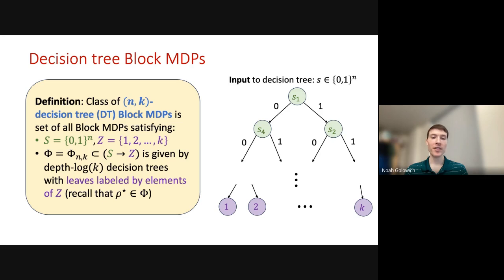So let me remind you of what this means. The input to the decision tree is some observed state S. Now, the decision tree at each node looks at one coordinate of S. And then, depending on whether S at that coordinate is 0 or 1, it takes either the left or the right child. It does this for a total of log k steps corresponding to the depth of the tree. And finally, it outputs the label of the leaf, which is simply a latent state, namely an integer from 1 to k.